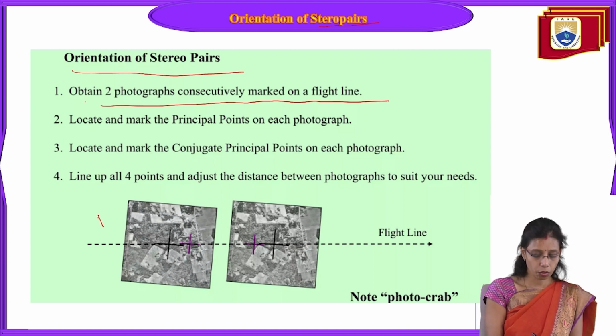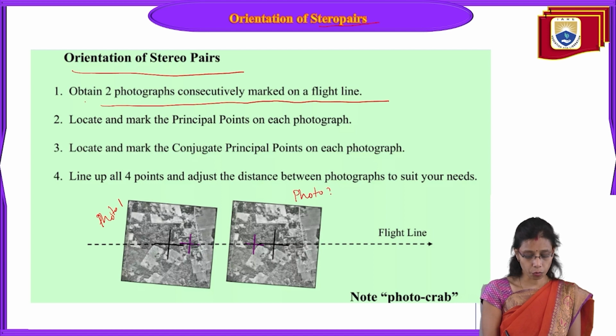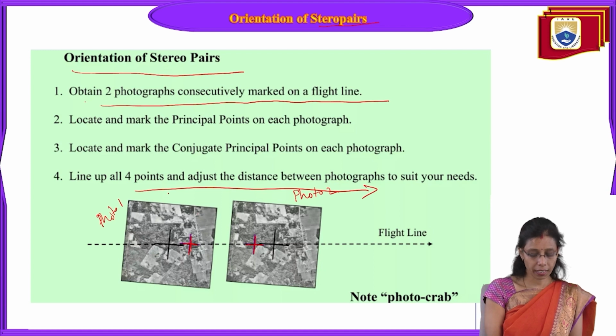So this is photo number 1, and this is photo 2. Now if you observe this line and this line, in this photo 1, this sign is appearing on the right hand side, whereas the flight line direction is like this. So photo 1 has been taken in this position.